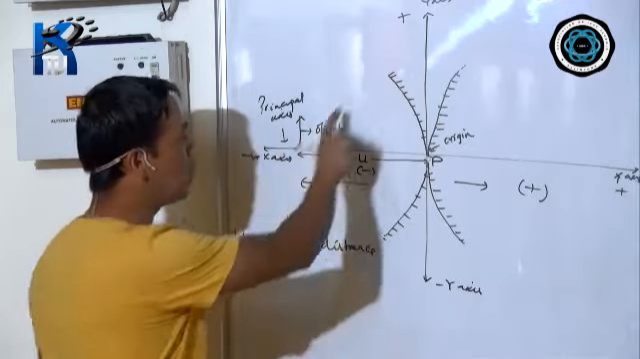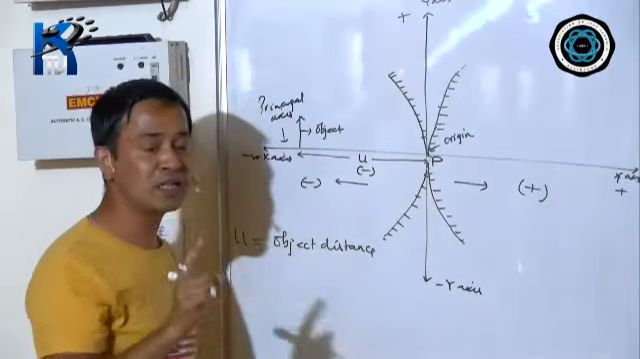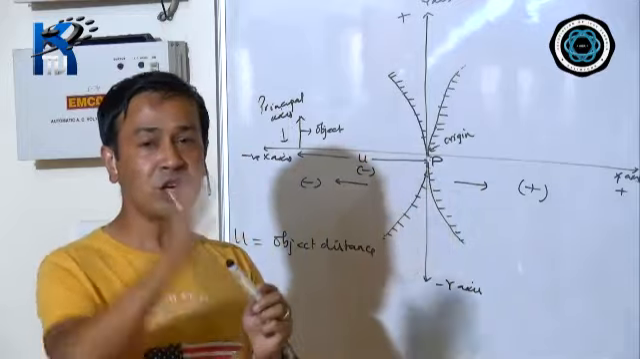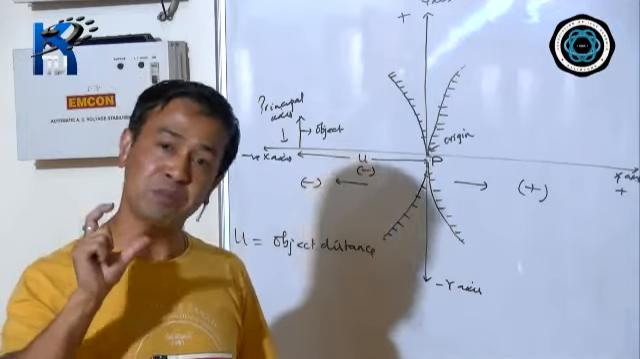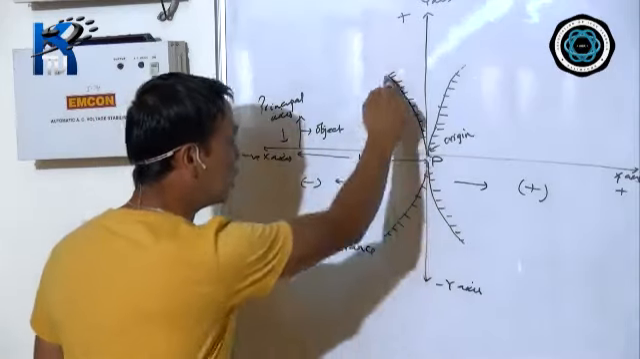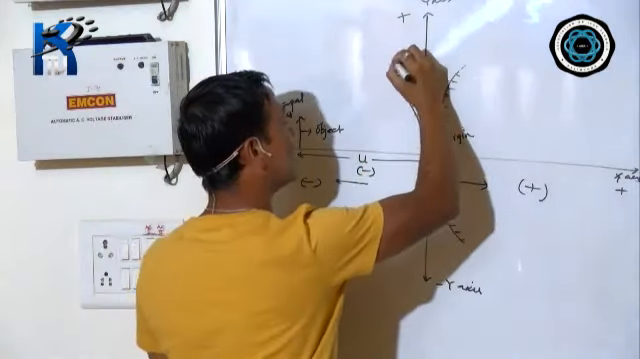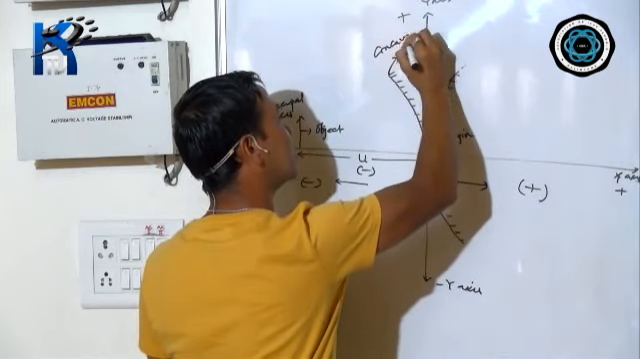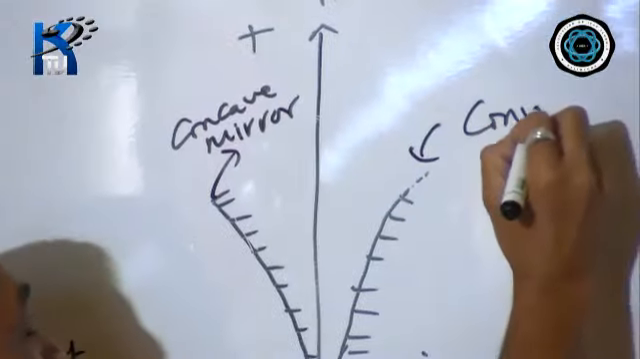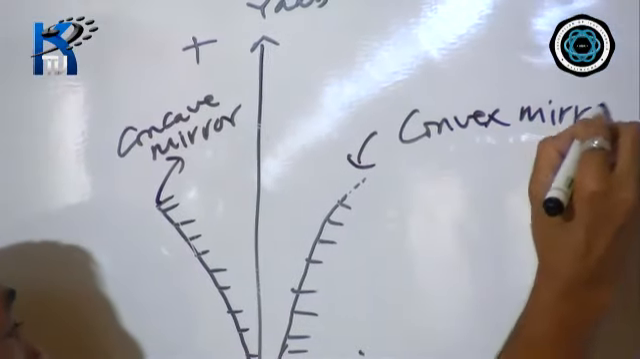That means when the image formed by the concave mirror is real, then that image is always taken as negative. Now let me just show you with the diagram. Concave mirror, let me tell you, forms a real image, but convex mirror never forms a real image. So when a real image is formed by this concave mirror, I am writing the diagram. This is concave mirror and this is convex mirror.